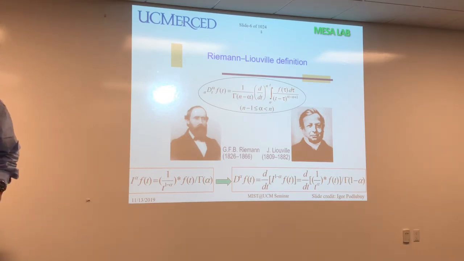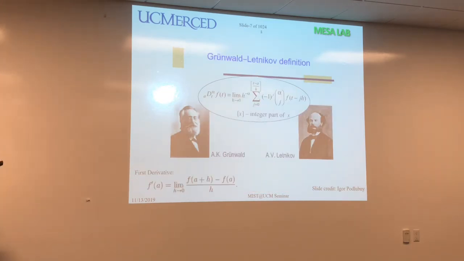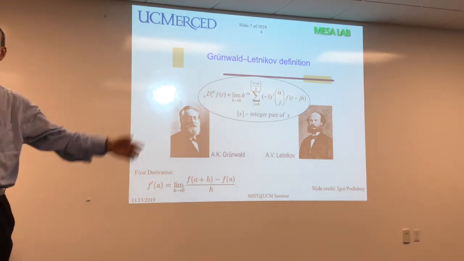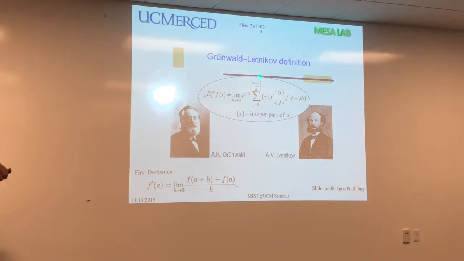You can just imagine using finite difference, okay? You see that the difference operator to the power of alpha, then you do expansion, you have infinitely many terms. So then you can keep this as a finite number. So this is called the short memory principle. Okay? So this one is called the Grunwald-Letnikov definition.